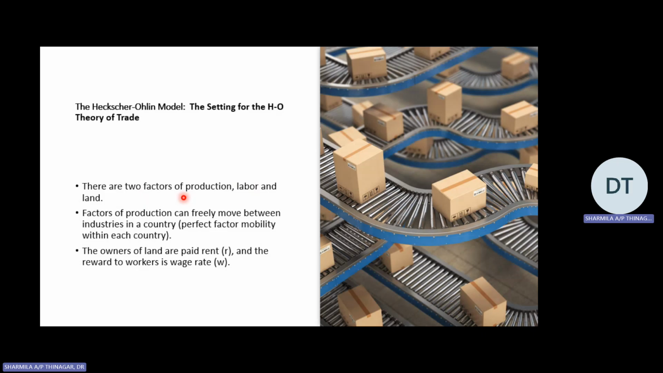Their mobility is very high, right? So they can freely move between the industries in a country. For example, in a country, we have two products. For example, wheat production and cloth production. So in between these, they are using both land and labor, right? So if I don't want to work in a cloth industry, I can just move to another industry.